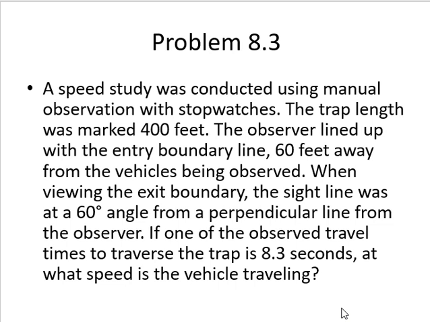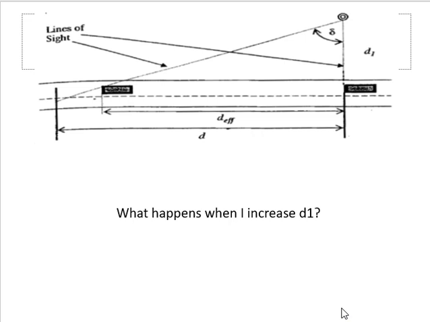Now this observer in this position, 60 feet away from the road, at an angle of 60 degrees, records the time of 8.3 seconds for a vehicle. According to him, in 8.3 seconds, how much distance has the vehicle covered? D effective. The actual distance covered by the vehicle is D effective.